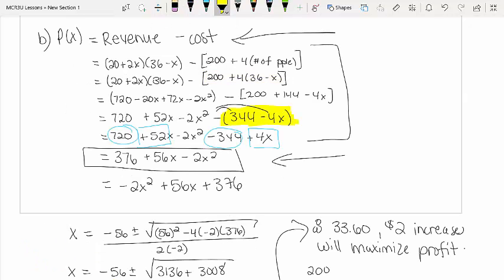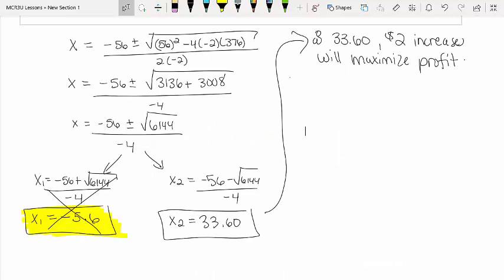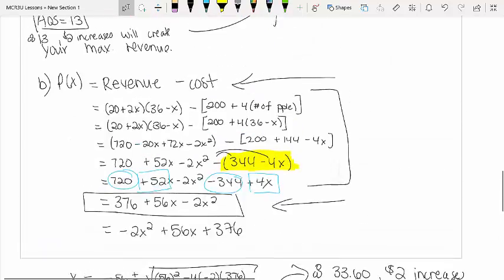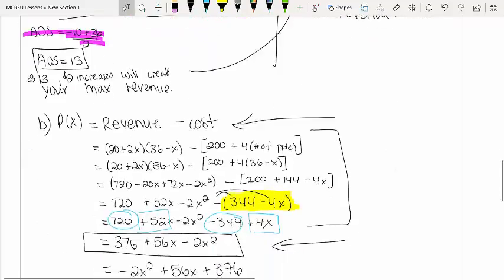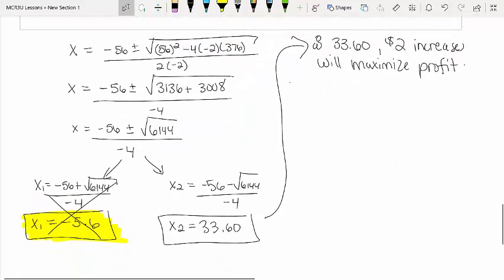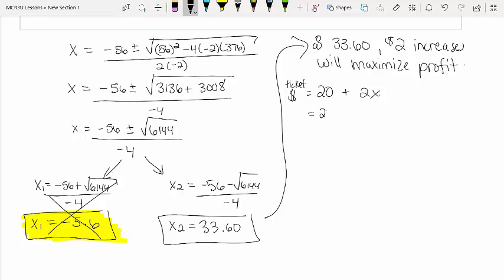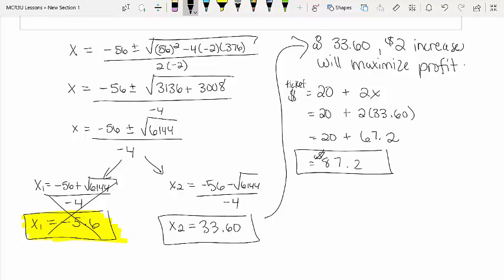So this is our equation for the ticket price, simplified. So we'll use that to calculate our ticket price that maximizes profit. Okay, so let's find out our ticket price. So our equation for ticket price is from above. Here's our equation for ticket price. So we'll use that and plug in 33.6 for the number of increases to find out our ticket price that maximizes profit. So therefore, a ticket price of $87.20 will maximize profit in Part B.